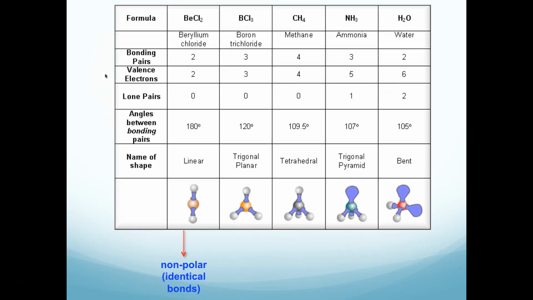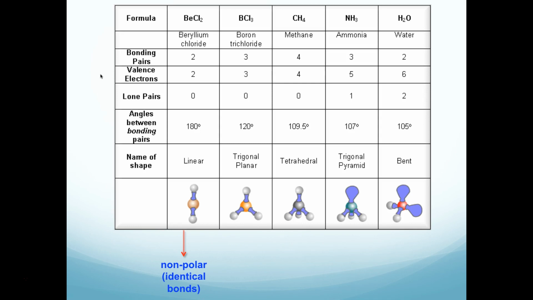So predicting whether the overall molecule is polar or nonpolar, again, it goes back to 3D shape. What we can do is look at the shapes that we've already reviewed and then predict whether the molecule is polar or nonpolar. Okay, and here are a few examples.